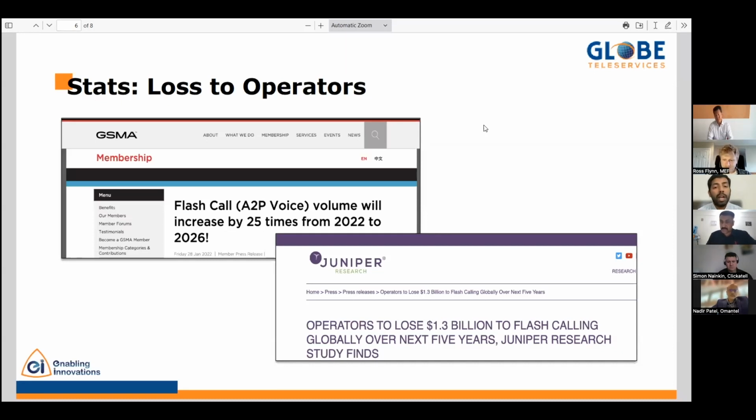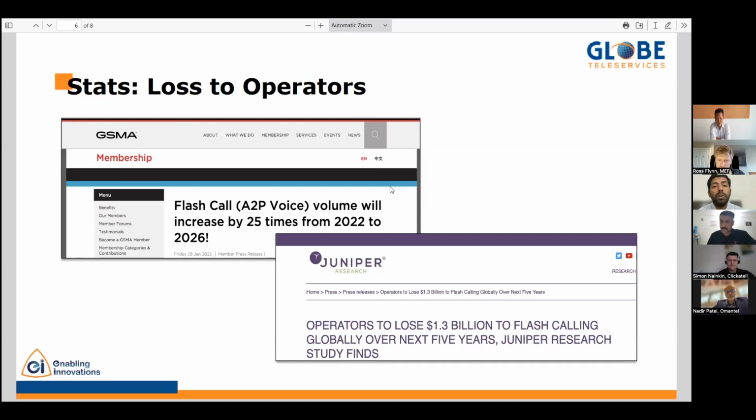When we talk about how much dent, look at the bottom right, where Juniper has done a research and found that over the next 5 years, the operators are expected to lose over $1.3 billion. I'm guessing now you find that a reasonable dent, right? And that's what we're here to discuss today, about this very high revenue impact which is going to impact operators, and what are the solutions.